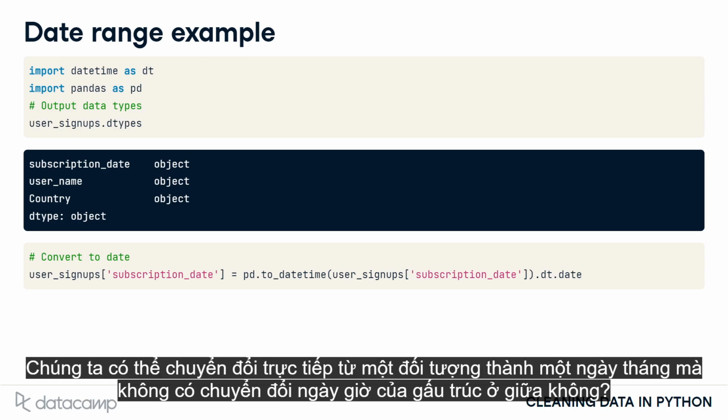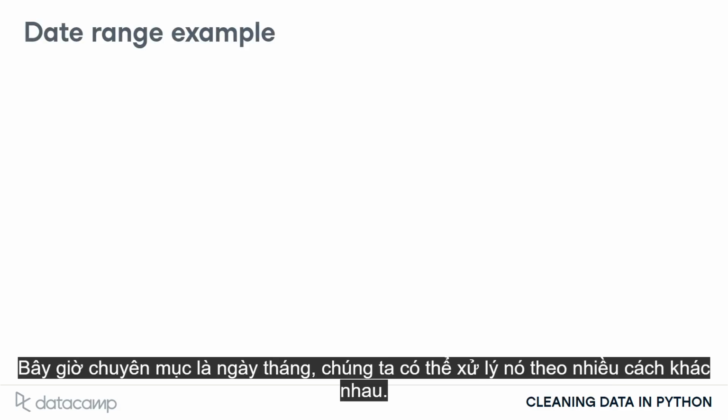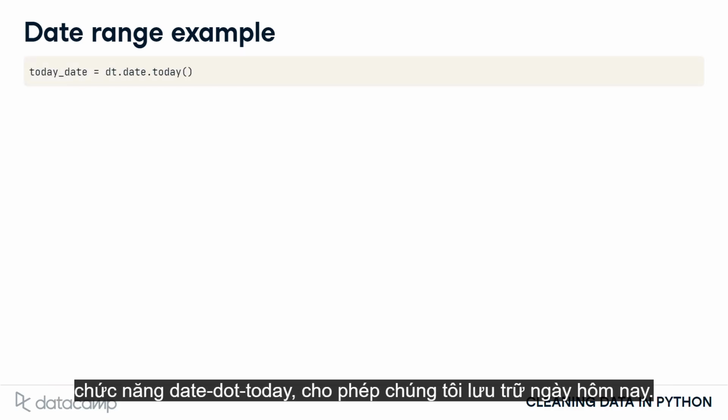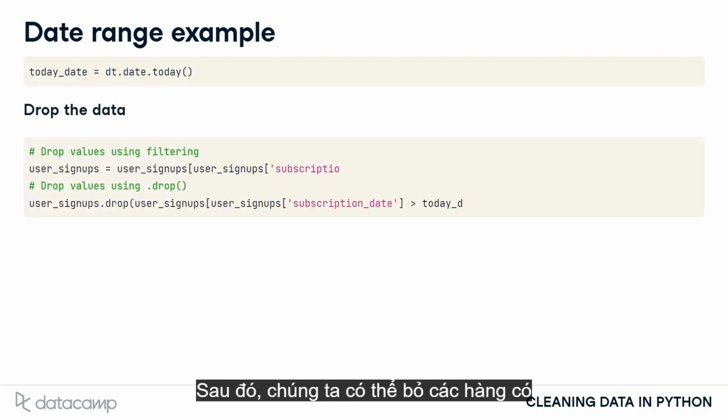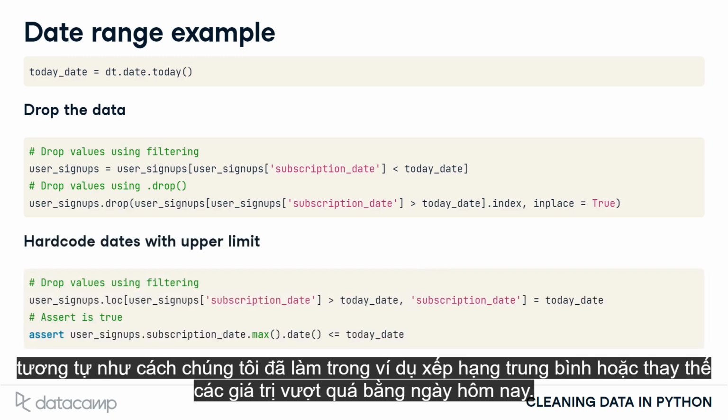Could we have converted from an object directly to a date without the pandas datetime conversion in the middle? Yes, but we'd have to provide information about the date's format as a string. So it's just as easy to do it this way. Now that the column is a date, we can treat it in a variety of ways. We first create a today_date variable using the datetime function date.today, which allows us to store today's date. We can then either drop the rows with exceeding dates similar to how we did in the average rating example, or replace exceeding values with today's date.